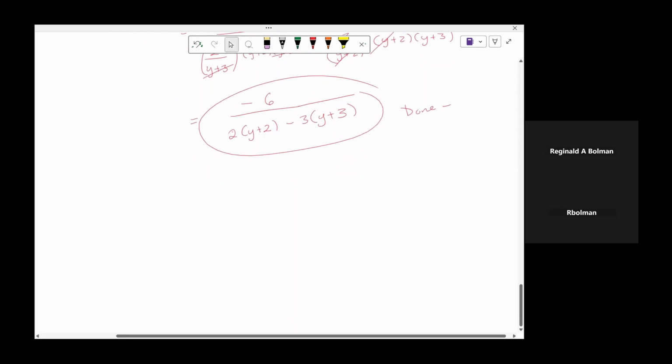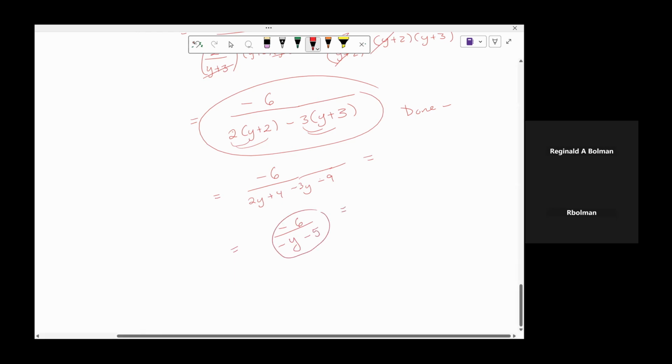Now, we do in fact have to simplify this denominator. Note that while I'm basically done, and if you had gotten to this point, you would have received most of the credit, you can in fact do that distribution law. Go ahead and distribute. You're going to have 2 times y plus 2 times 2 is 4. -3 times y is -3y, and a -3 times a +3 gives me a -9. Okay, so doing some rearrangement, we get -6 all over 2y minus 3y, which is a -y, minus 5.